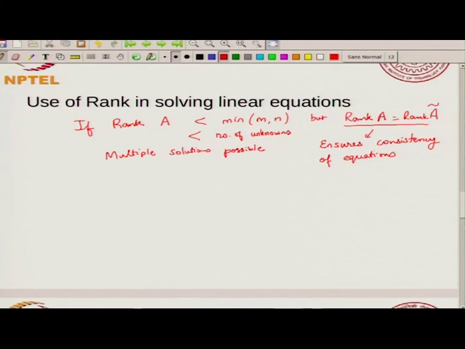We'll see examples of this over the next few lectures. But basically, by using ranks, you don't need to check each of the equations to see whether they are consistent or not. You can directly use the idea of ranks to check for consistency. Now what happens if we have too many equations and too few unknowns?